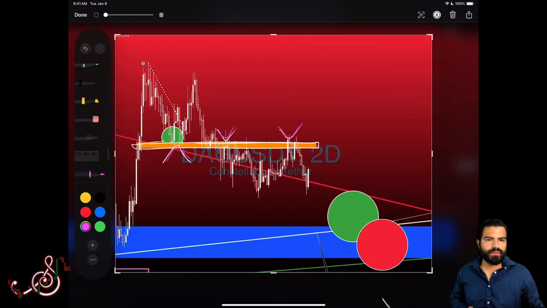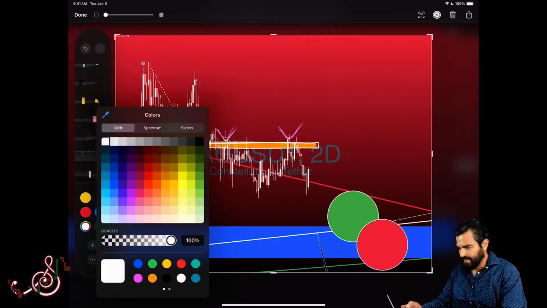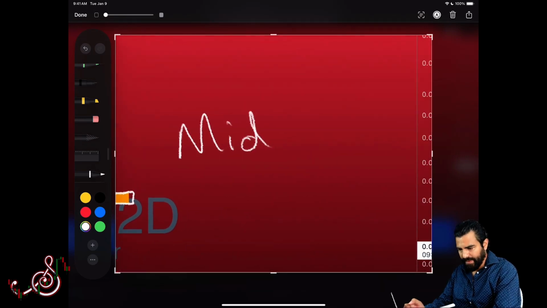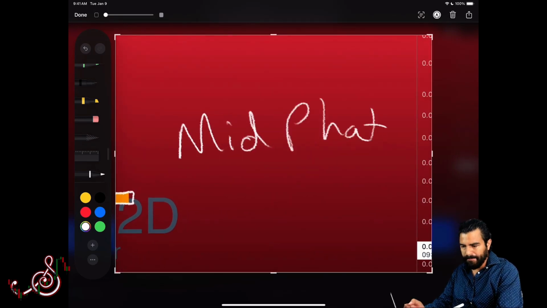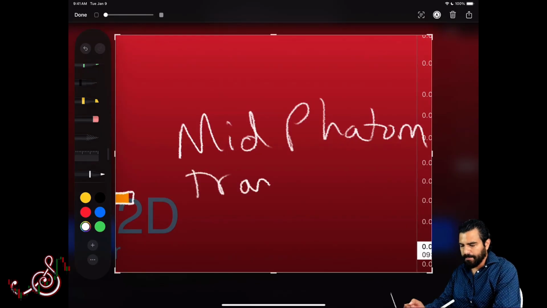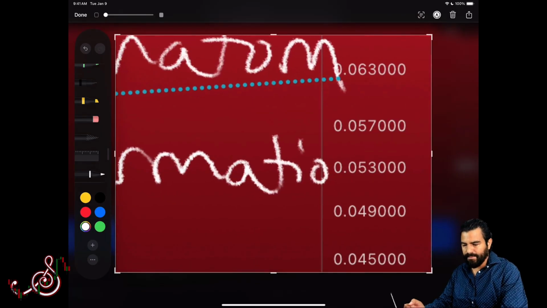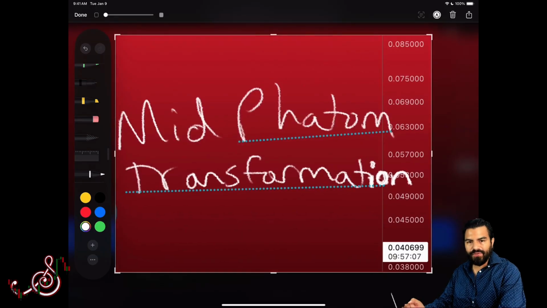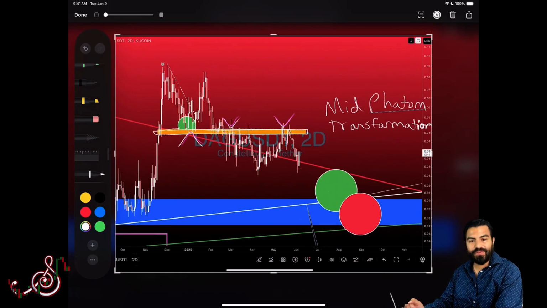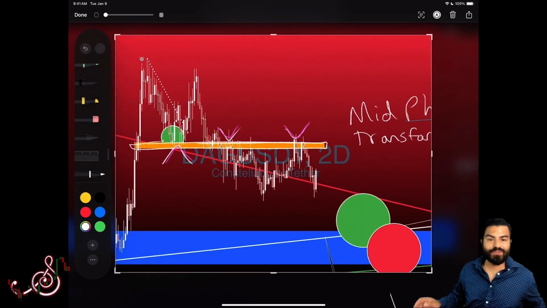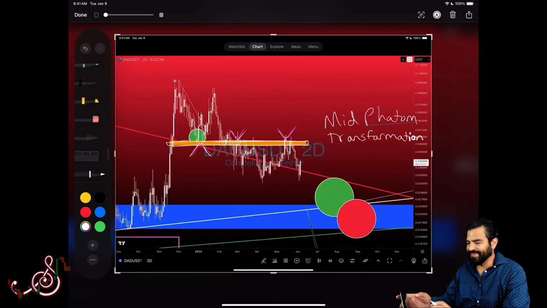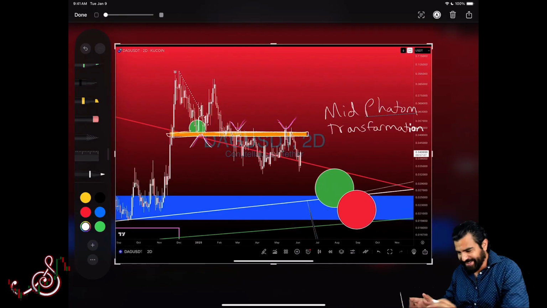Help me out here. Mid-phantom transformation. When I first started, these are the words I used. Mid-phantom transformation. Some people don't appreciate the trans movement. I like the Transformers movement. I like the mid-phantom transformation movement. But those are the only two. I'm just kidding, guys. Let me finish the sentence first, guys.